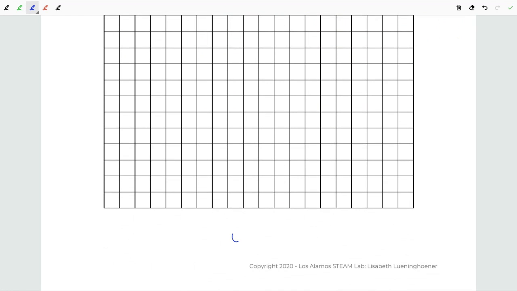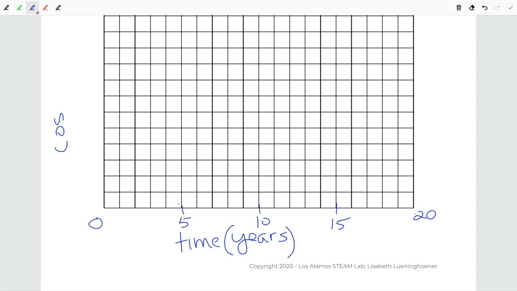So down at the bottom, we have years, or rather time in years. And this interval is fairly straightforward, so I'm just going to label every 5. And on the side, we have cost in dollars.